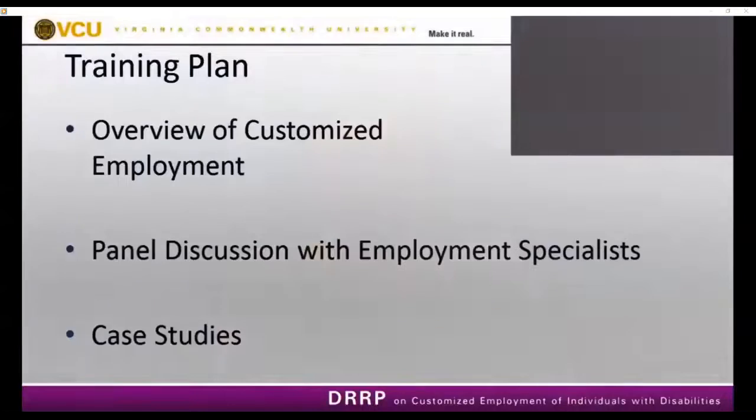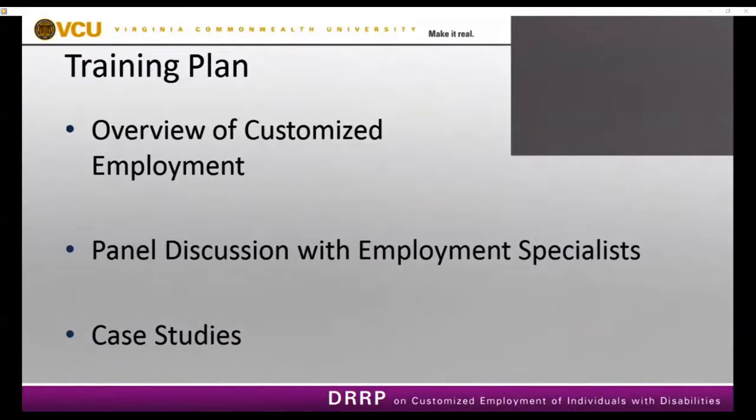Let's start by looking at our training plan for today. First, I'm going to give a very short overview of customized employment. If you'd like more in-depth training on customized employment, I highly encourage you to look at our website, www.vcurtc.org. On that website, we have tons of webcasts and even a web course that's totally dedicated to customized employment.